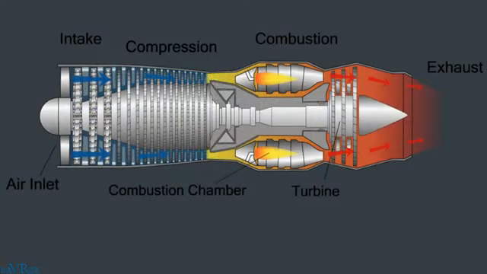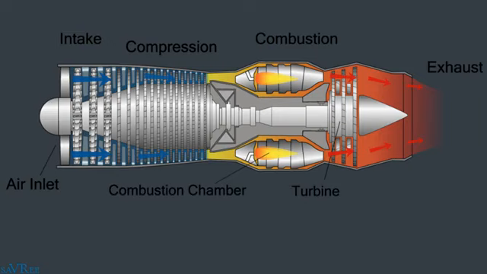Before we have a look at a real gas turbine in 3D, let's take a look at this basic diagram. If you've ever worked with combustion engines before, you will have heard the phrase suck, squeeze, bang, blow, or intake, compression, ignition, exhaust. With gas turbines, it's very similar. We have an intake stage, a compression stage, a combustion stage, and an exhaust stage. The exhaust stage is also sometimes referred to as the expansion stage.